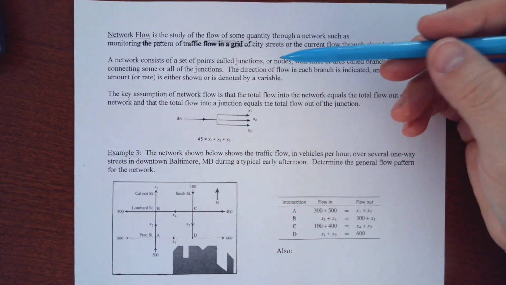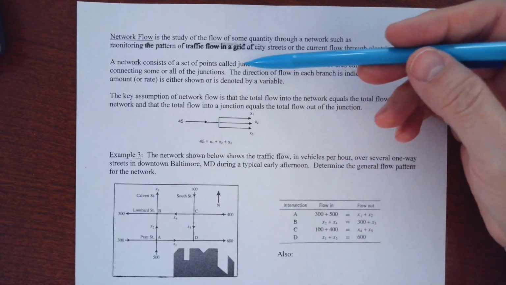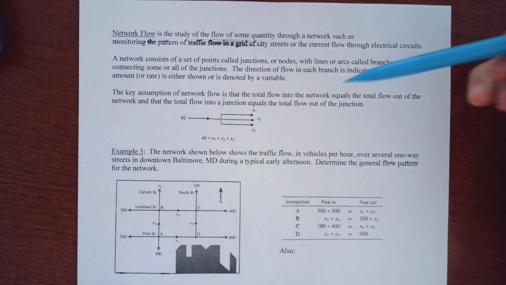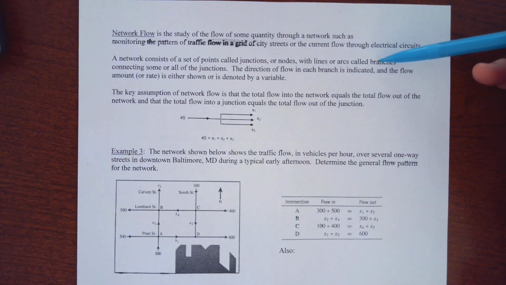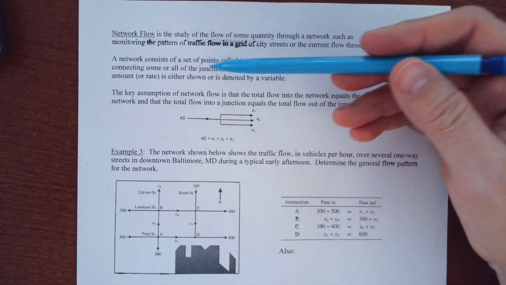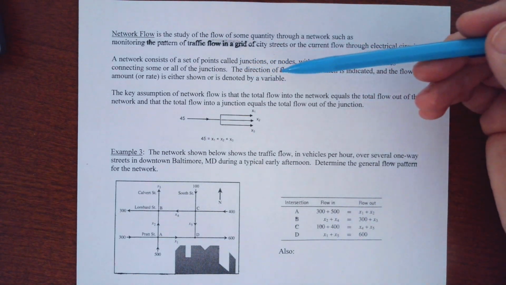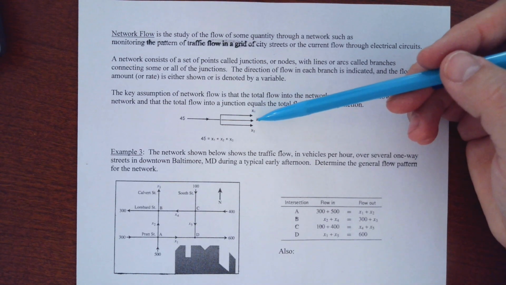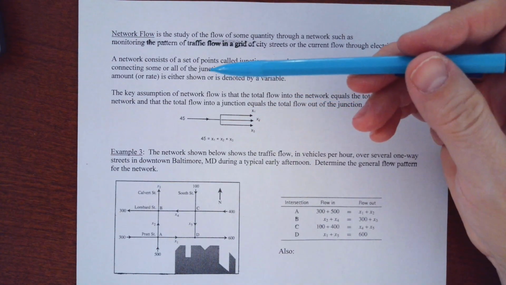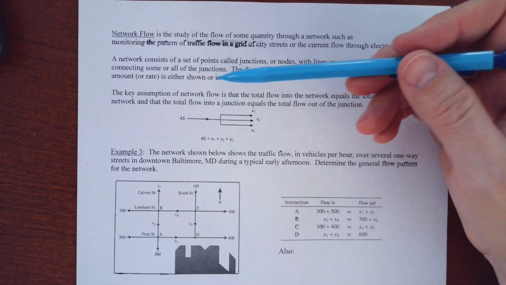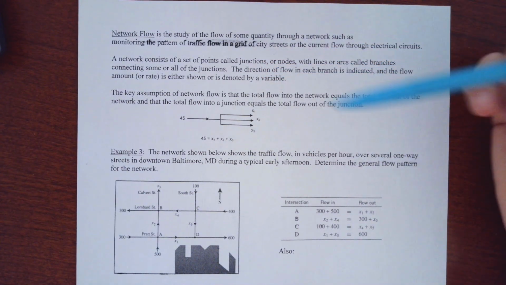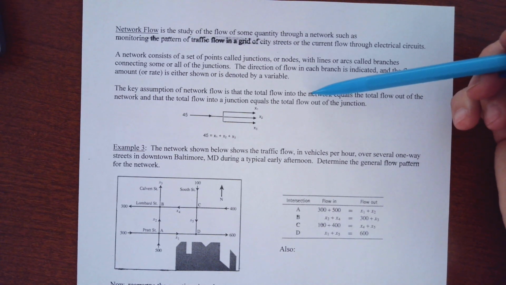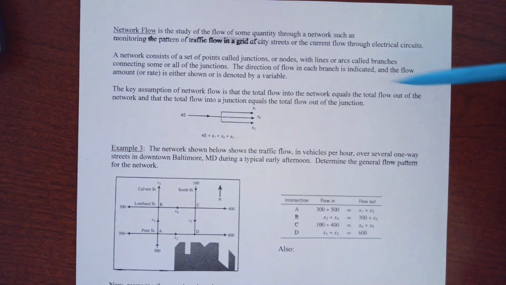A network consists of points called junctions, or nodes in some more fancy problems, with lines or arcs called branches connecting some or all of the junctions. The direction of the flow is indicated with little arrows, like these here, and the flow is denoted by a variable. The key assumption in network flow is that the total flow into the network equals the total flow out of the network.